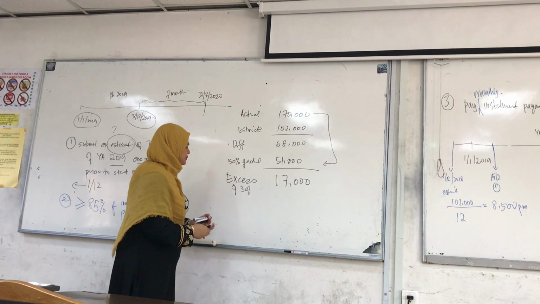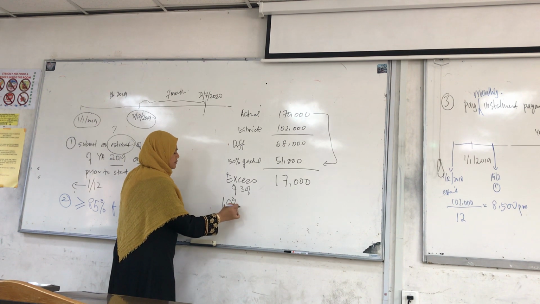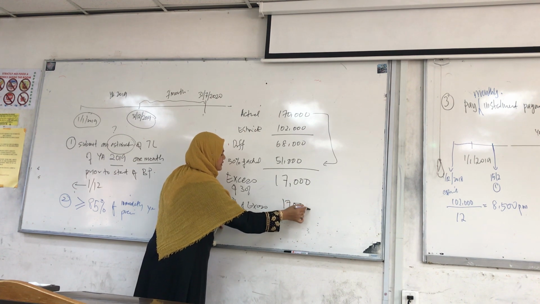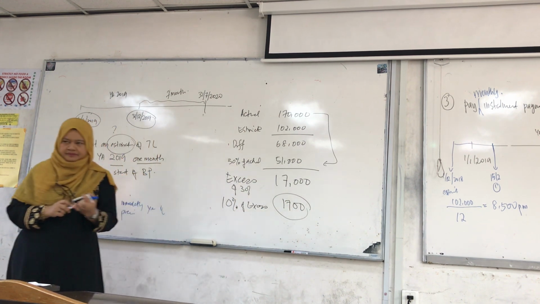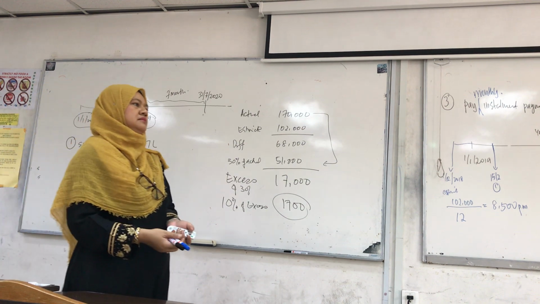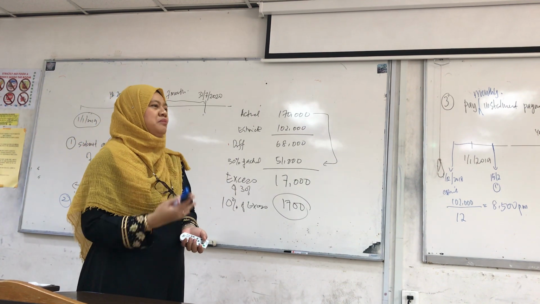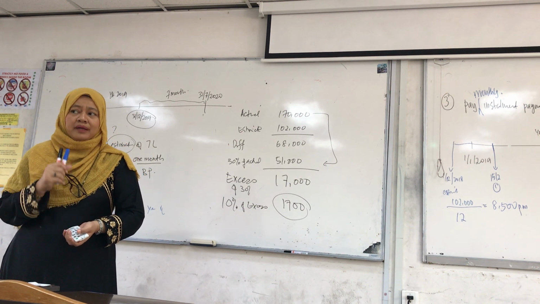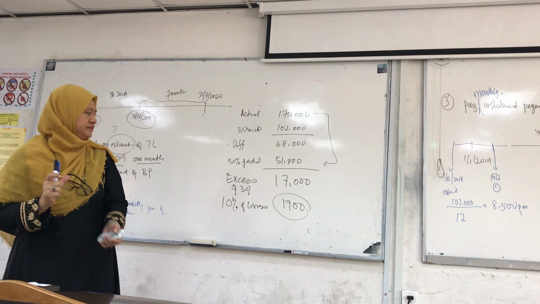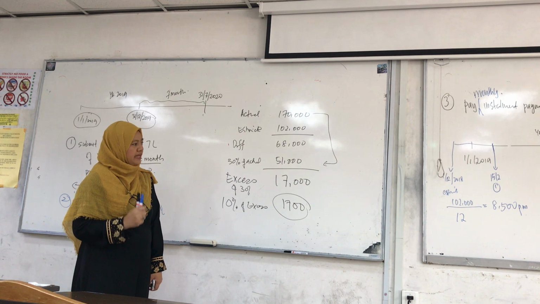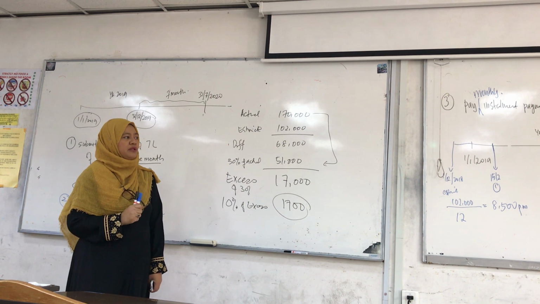How much is the penalty? 10% of the excess. How much is that then? 1,700. That's the penalty only. Why are you penalized? Because you underestimate by more than 30% of your actual tax liability. Because of that, you are being penalized 10% of the excess. Yeah. So then the question next is, how much you have to pay to IRB when you submit your Form C?